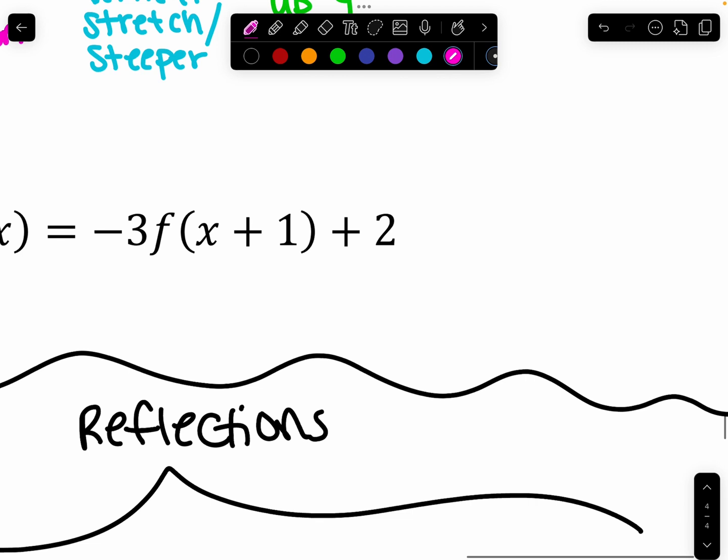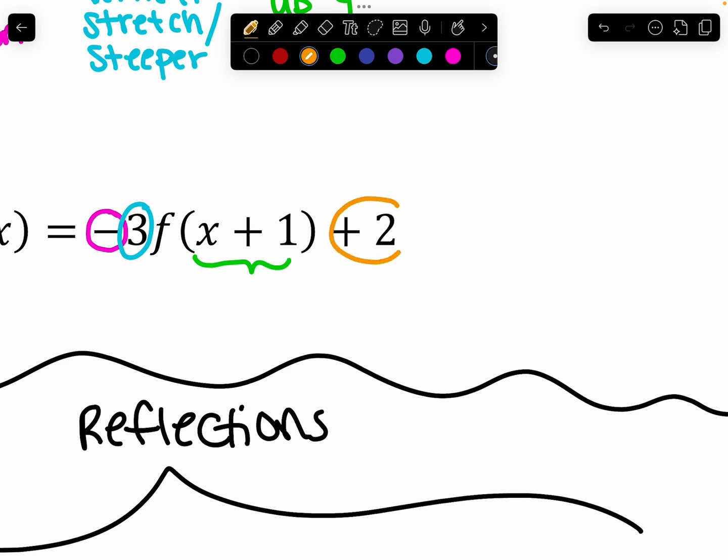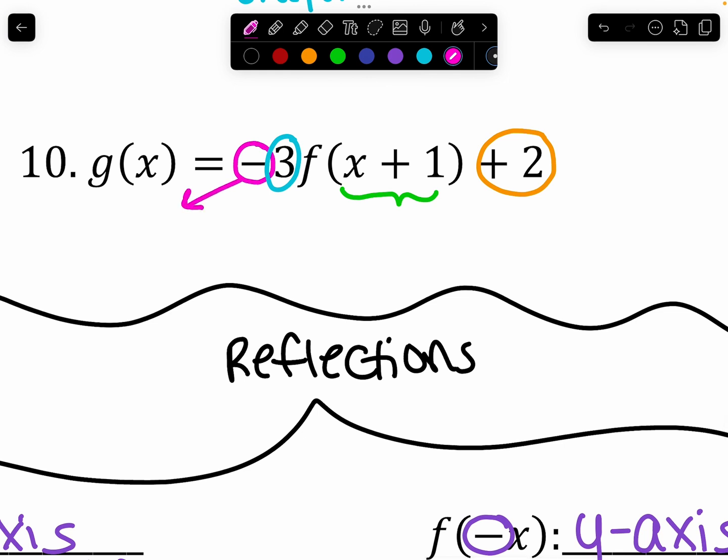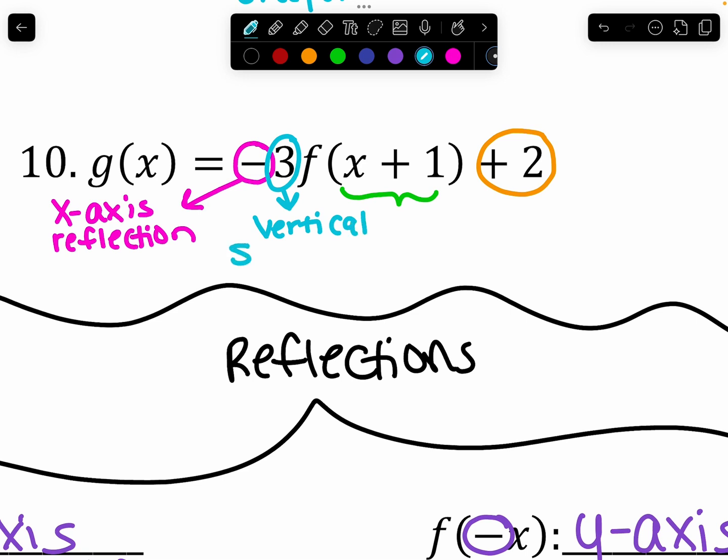And then the big mama of transformations. We have 1, 2, 3, and 4. I always start at the left. The negative on the outside means that I have an x-axis reflection. The 3 is on the outside, which means it's a vertical change. Because it's vertical, it does what I want it to do. So this is a vertical stretch. This is also my graph getting steeper.